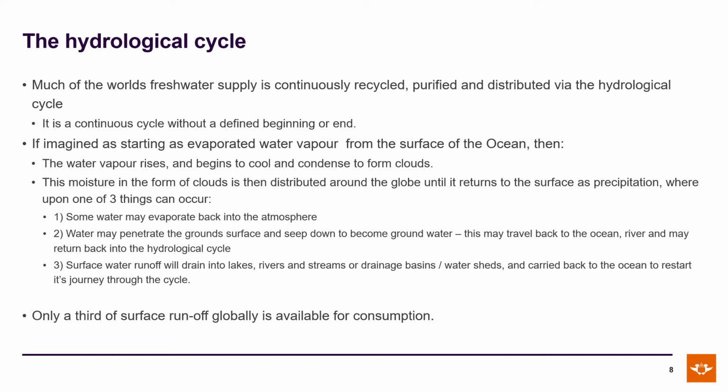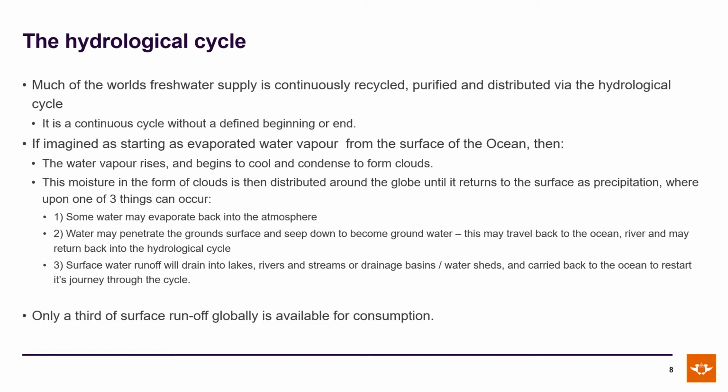Let's just have a look at the hydrological cycle, since we're talking about water, in which much of the world's fresh water supply is continuously recycled, purified, and distributed via this process. It is a continuous cycle without a defined beginning or end. But if we were to imagine it as starting with evaporated water from the surface of the ocean, then the water vapor would rise and begin to cool within the Earth's atmosphere, condense and form clouds.